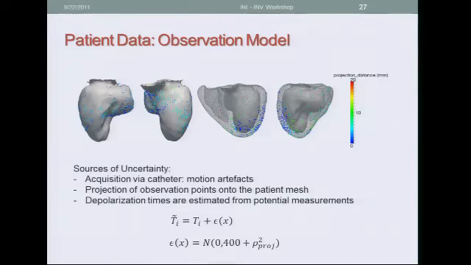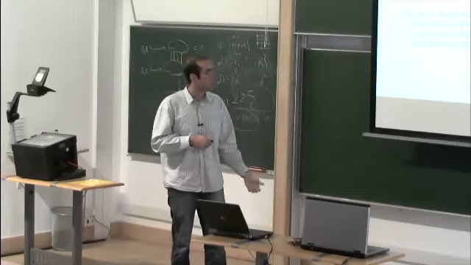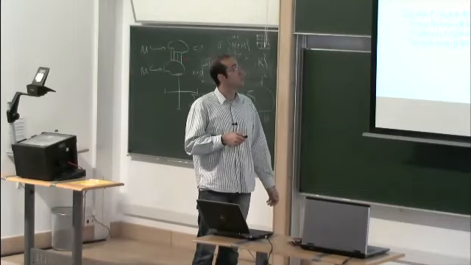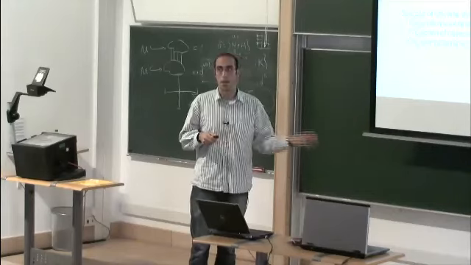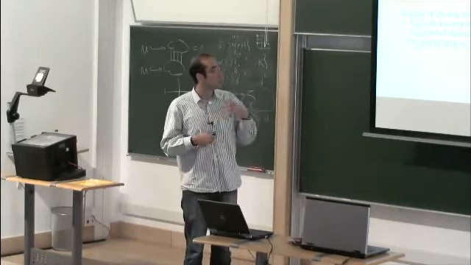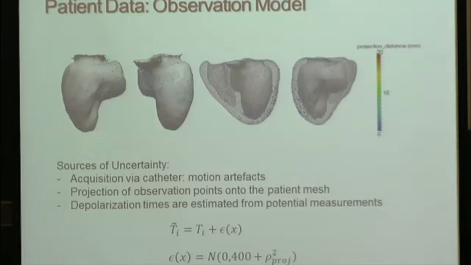The basic assumption we use here is we know that there are a lot of sources of uncertainty: the motion artifacts, the estimation of the depolarization times from the potentials, or the projections of the observation points onto the mesh that was extracted in the image acquisition. So by a simple assumption, we know the projection distances, for example, between the image and the intervention domain. So we can include this kind of information and figure out that yes, we have some uncertainty, but it's a spatially varying noise model on the observation.